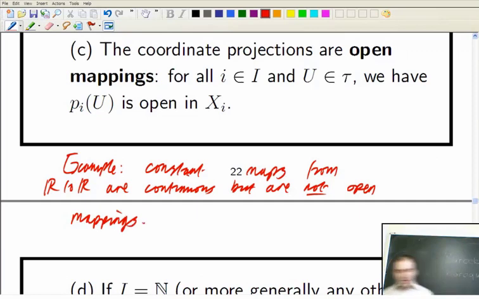So they're not open mappings. But the coordinate projections always are. And that's something to think about. But it comes down again to the definition of what's going on and how things work. You can check that it works on basic open sets. If you take a basic open set, you can immediately see what the coordinate projection does to it. And then you can see what the coordinate projection does to a union of basic open sets. And it works.